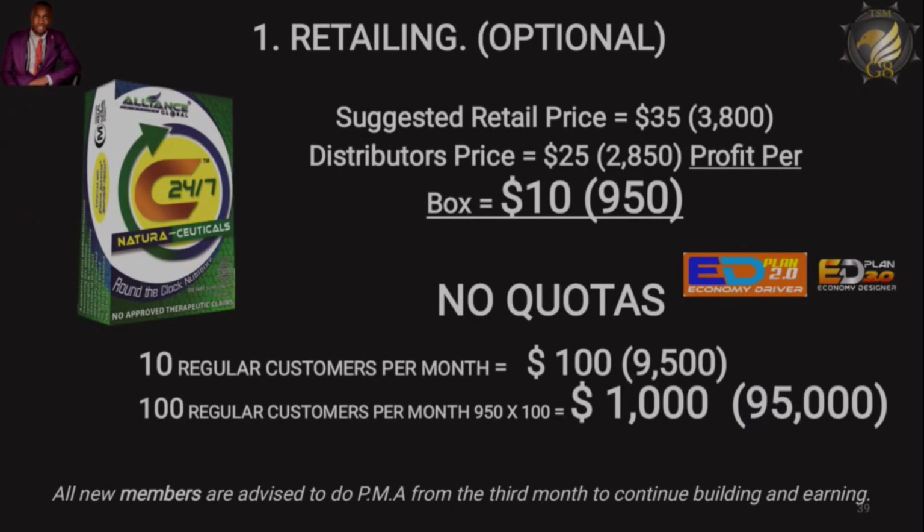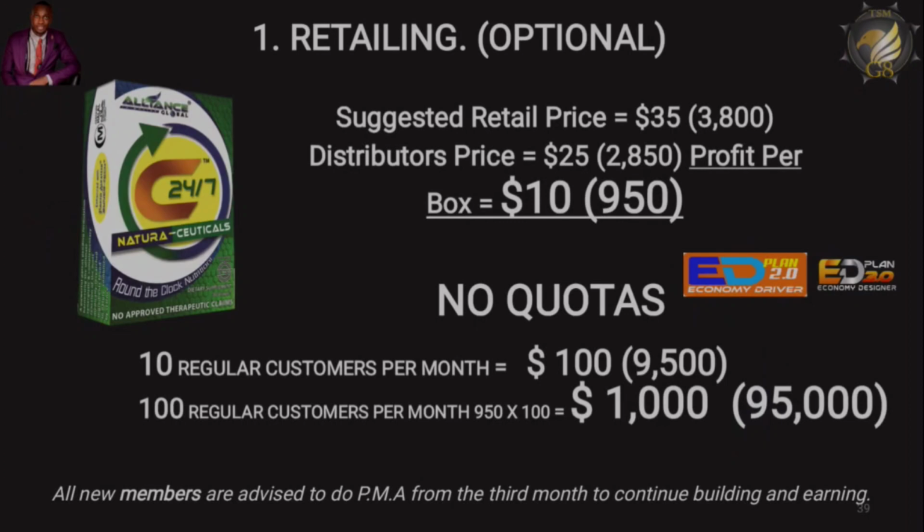Now, this is retailing, which is purely optional. We have this supplement here, we call it the C24/7. It was the first supplement we talked about. This is the big box of C24/7 that has 30 capsules inside it. The suggested retailing price according to the Kenyan market is 3,800 Kenyan shillings. However, you're going to be using the US dollar, so that is 35 US dollars. The distributor's price is about 25 US dollars. The profit you make from there is about 10 US dollars.